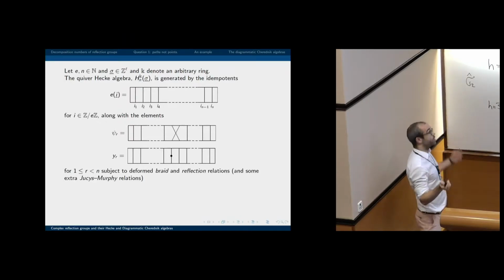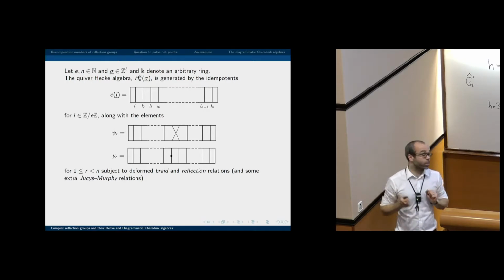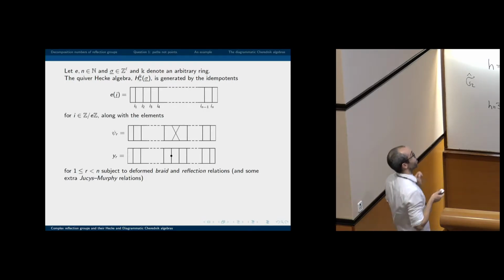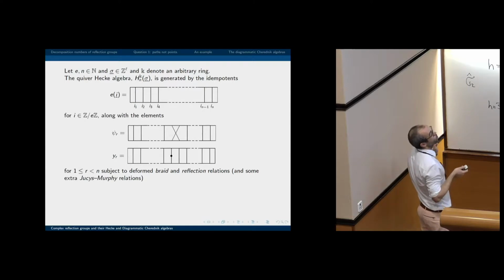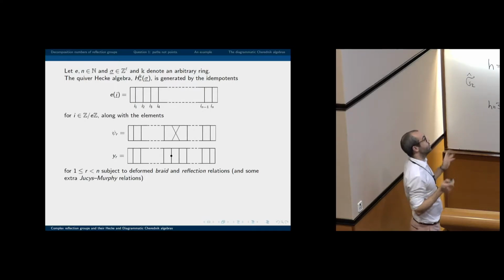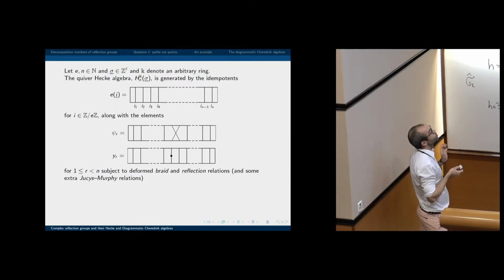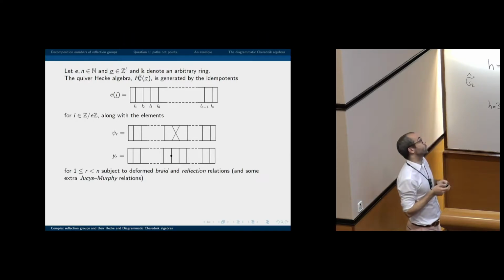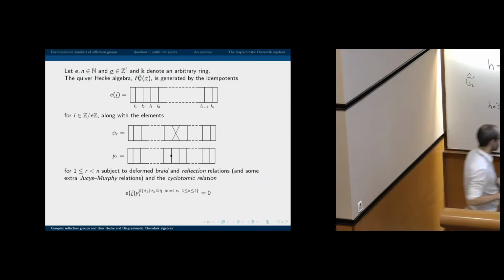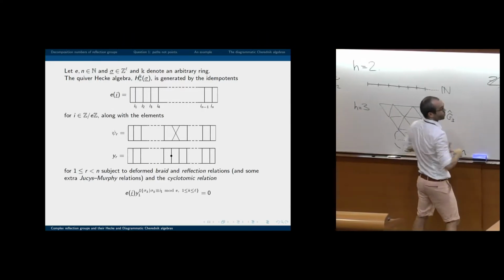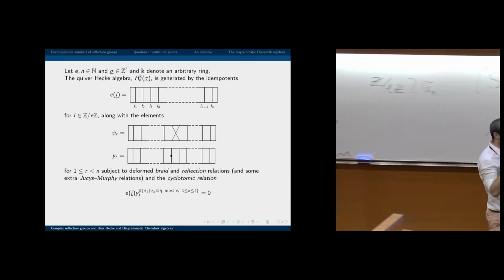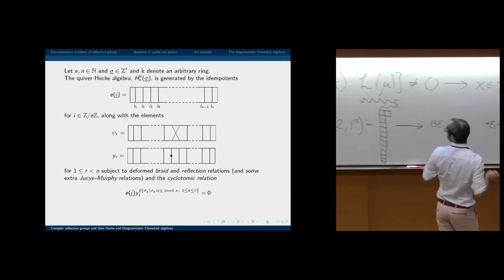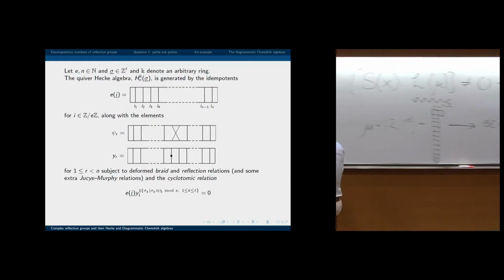So it's generated by these guys, subject to some new relations, which are deformations of the old ones, a bit weird. So the old braid and reflection relations get deformed in a weird way, and you also get some extra relations because you include these in your presentation, which you wouldn't bother with normally in the symmetric group world. But we also have this cyclotomic relation, which says, okay, I'll get rid of this now.